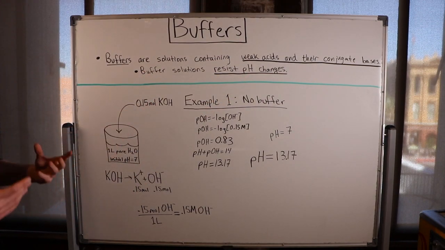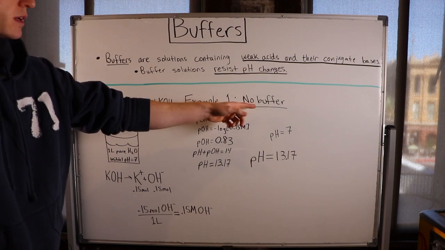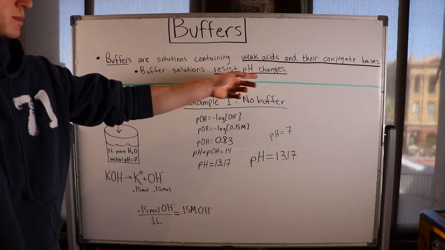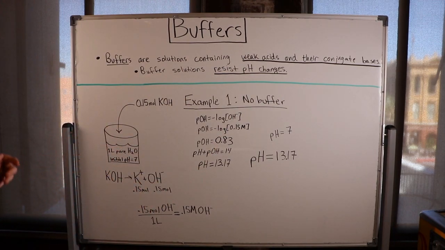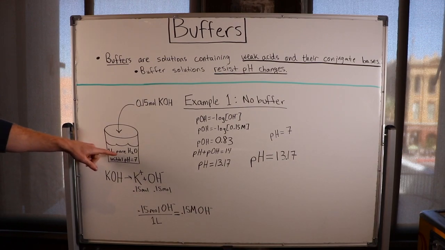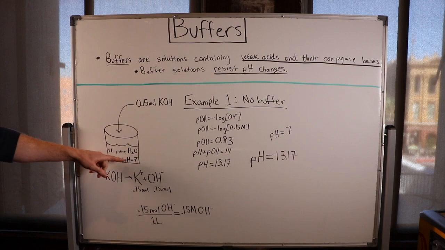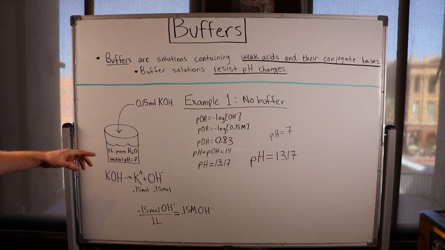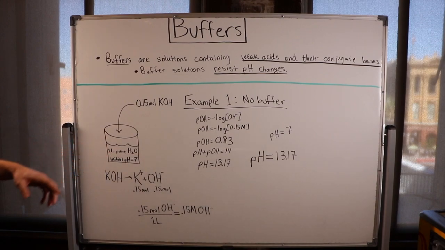So let's first look at an example where we don't have a buffer. If we don't have a buffer, we would expect that we can't really resist pH changes very well, right? In the absence of a buffer, our pH is going to be disturbed quite easily by outside substances that we add into our solution. So let's take, for example, 1 liter of pure water with an initial pH of 7. That doesn't have any weak acids or conjugate bases, so there's nothing in here that would give this the special property of buffers that would allow it to resist pH changes.